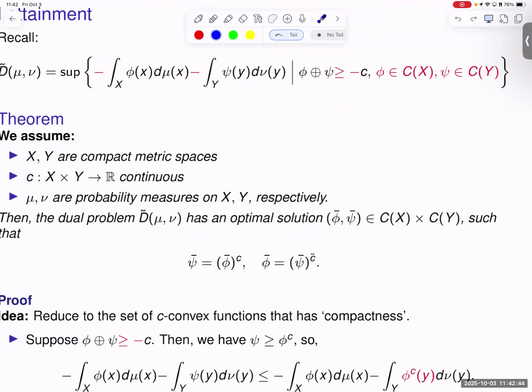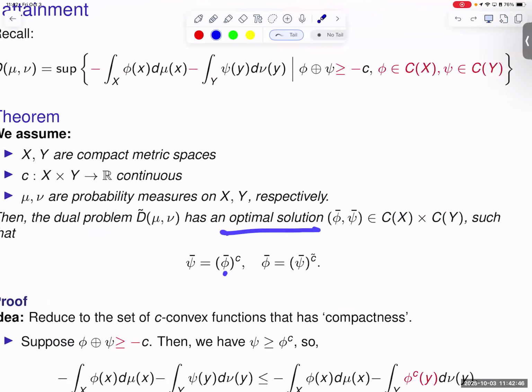And importantly, the resulting optimal solutions are C-convex functions. So this phi bar is a C-convex function. It's a result of a C-transform, and psi bar is a result of a C-transform. And importantly, they are paired in a closed way: phi bar is the result of the C-transform of psi bar, and psi bar is the result of the C-transform of phi bar. Okay, right?